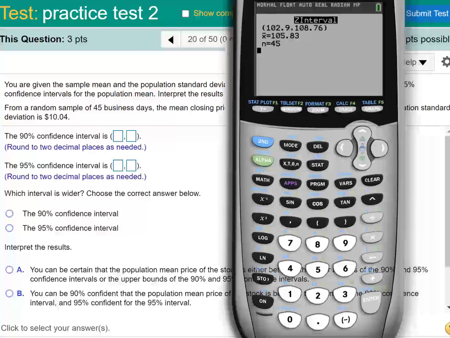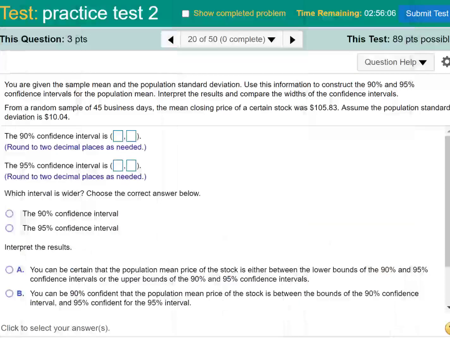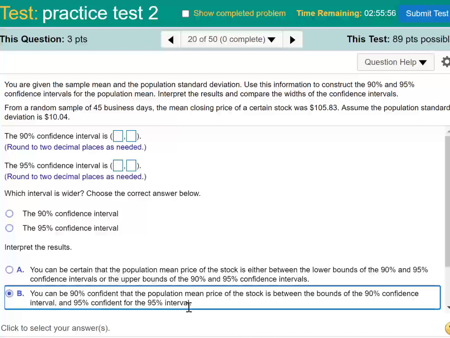And to interpret your intervals, okay, that will be B. You can be 90% confident that the population mean price of the stock is between the bounds of the 90% confidence interval and 95% confidence for the 95% interval. Okay. Next question.